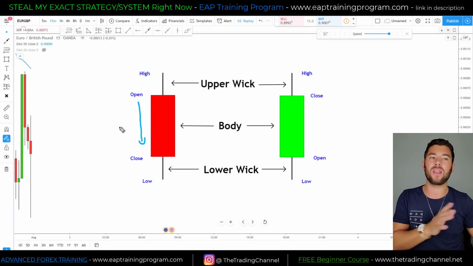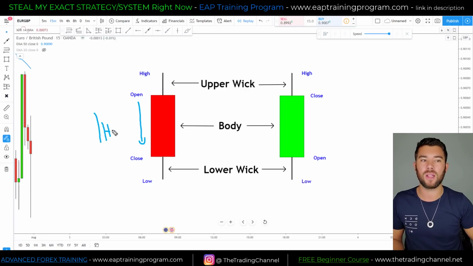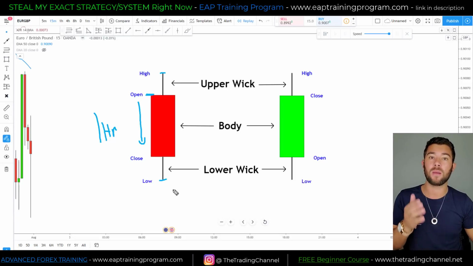Same with the green. This could have been a 1 hour chart, and we would have had the open of the 60 minutes here at the open, a high, the highest point price got within that 60 minutes, a low, the lowest point price got within that 60 minutes, and a close. And of course, it could be any number in terms of the time frame.